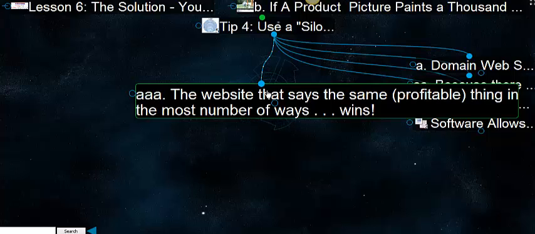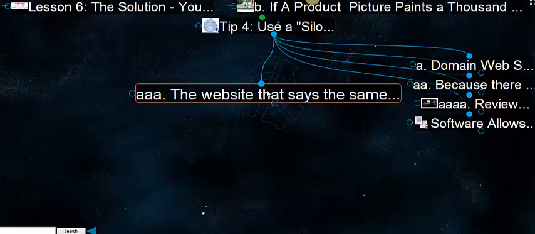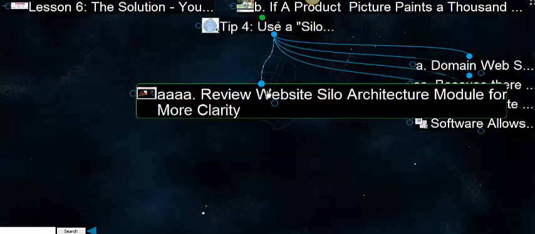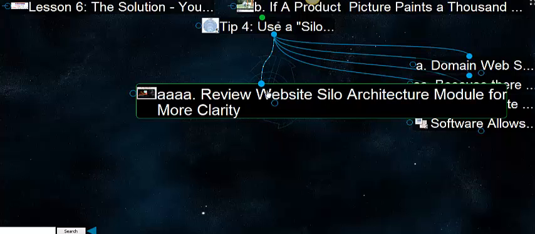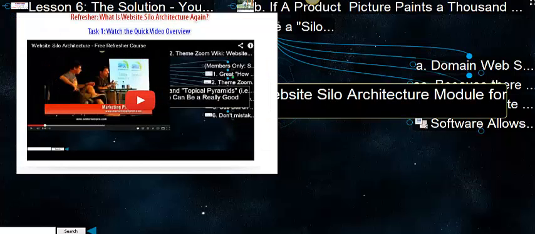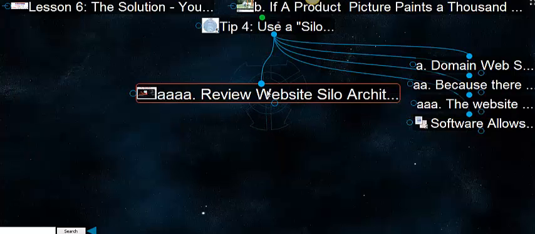And that's where you need a computer. You need human beings to do these videos, but you need a computer to memorize all those keywords, all right? And that's what we do with our software, pretty much in a nutshell. Okay, so review website silo architecture module for more clarity, okay? Just make sure you've gone through that. I believe that's module 2, I think. Okay, you can just go back to that module.